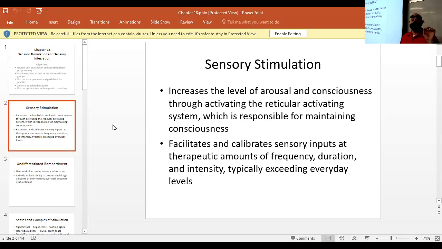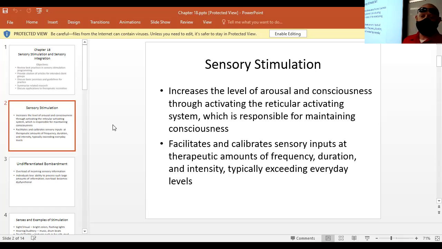Sensory inputs at therapeutic amounts of frequency, duration, and intensity that typically exceed everyday levels. So a little step above what they're normally going to be exposed to. That's why when you see that snoozling room that we showed that had all the different sensory things, you had soft things, you had squishy things, you had balls with knobs on them, you had things they could turn, little lava lamp things, bubbles, and all these things that just stimulate the senses. They even incorporate smell in these rooms, different aromatherapy type situations to pull out these sensory activities for the individuals.